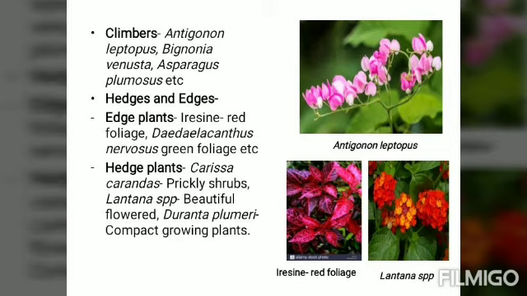And now the hedge plants. In the hedge plants, there is Carissa carandas, that is a prickly shrub, and Lantana species, that has beautiful flowers, and Duranta plumeris, that is a compact growing plant. They won't grow openly, but they will grow in a compact manner. So these are some of the examples of hedges and edges.